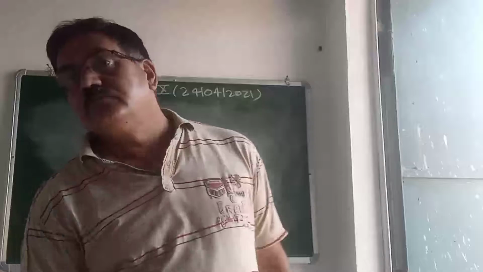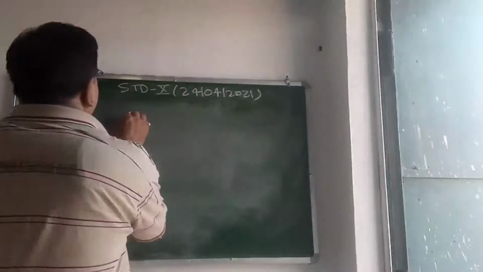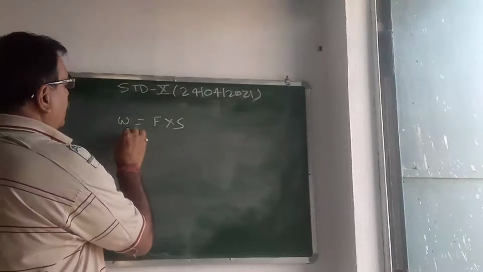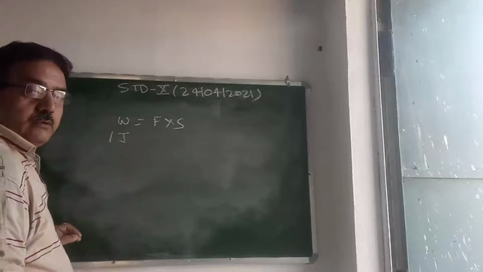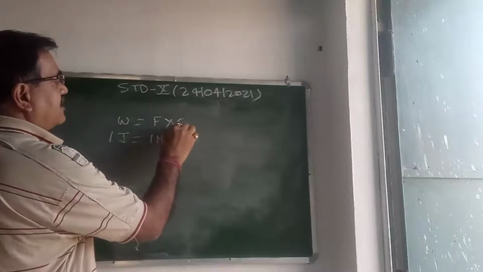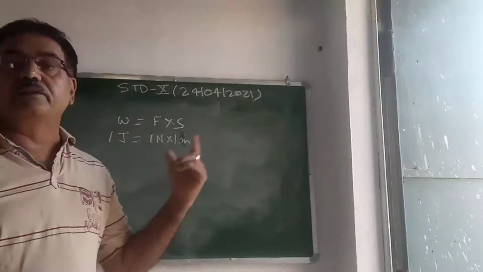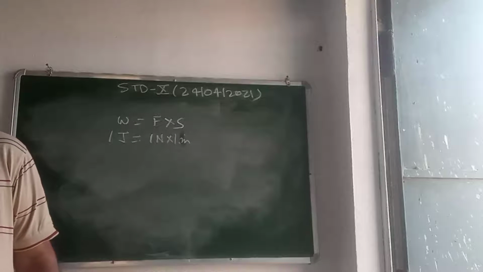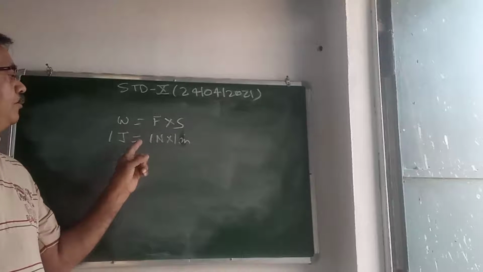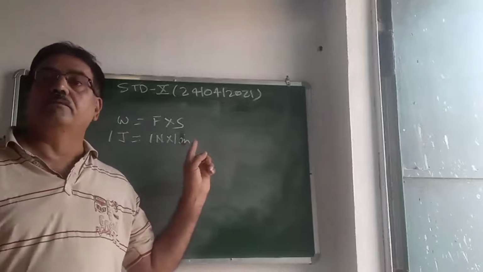After that, what is the unit? Work is equal to force into displacement. 1 joule, the work unit is 1 joule. 1 joule is equal to 1 Newton into 1 meter, displacement in meters. What is the definition of 1 joule? 1 joule of work is said to be done when 1 Newton force applied on a body displaces the body through 1 meter. Once again, listen here.